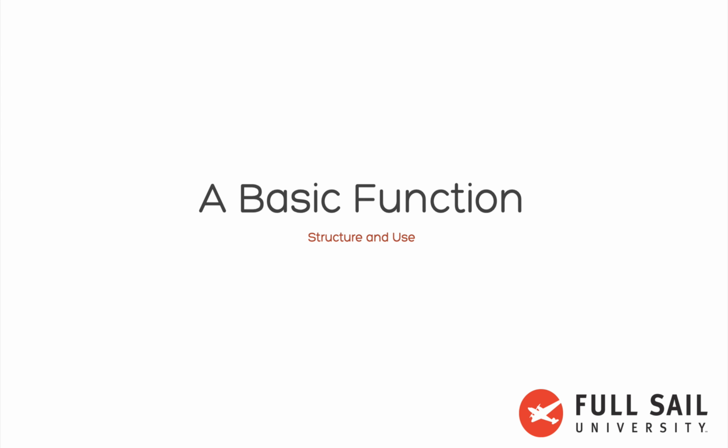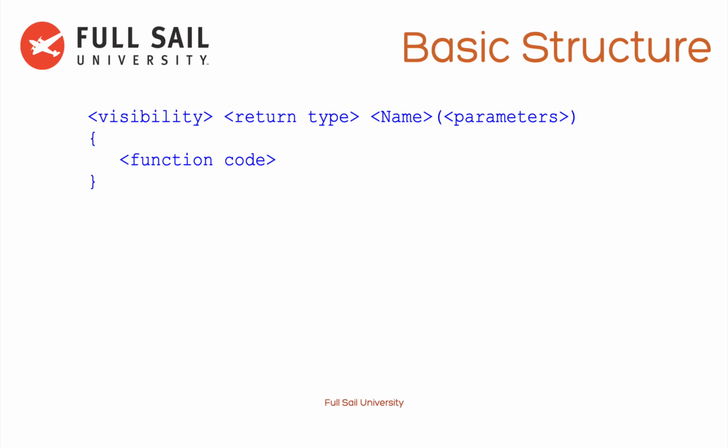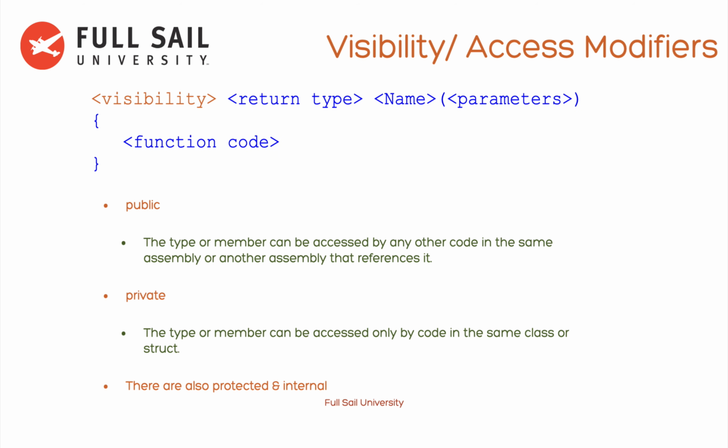In this video, we're going to go through the structure of a basic function. So the basic structure looks something like this. The first part is visibility. And visibility is going to be kind of the access modifiers.